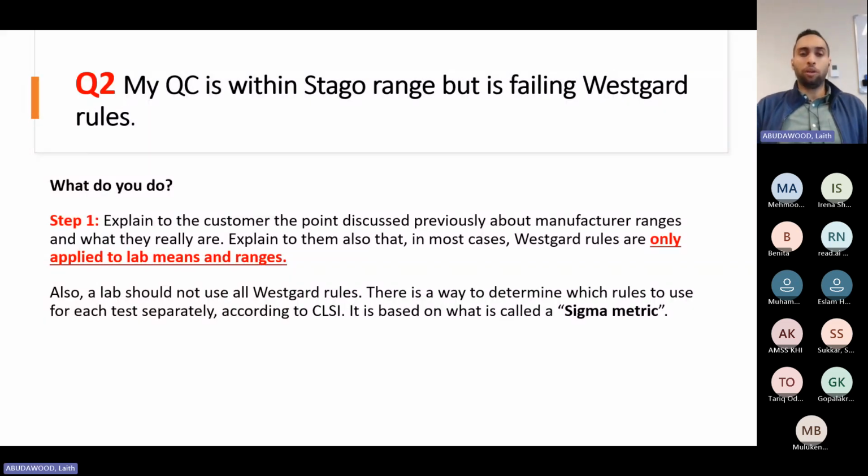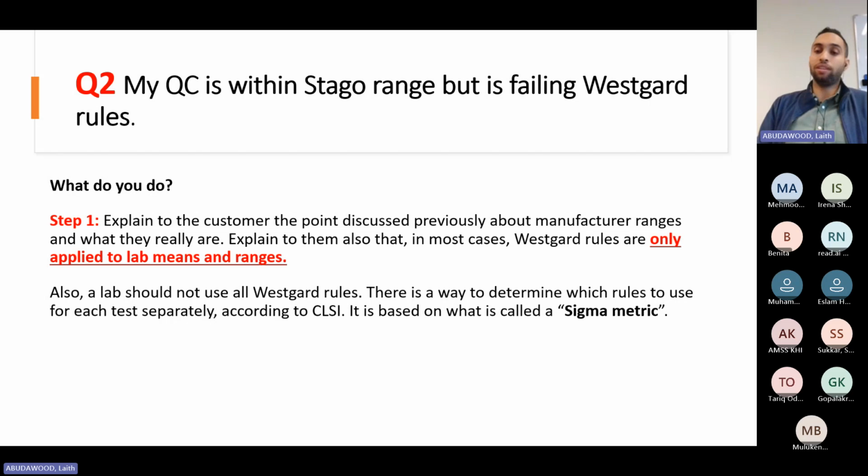Now, going back to step 1, I said Westgard rules are only applied to lab means and lab limits. But there's a very important point also. Which Westgard rules do I really use? Should I just use all of them? Isn't that better? Will I not be catching more errors? No, this is not really how it works. If you go back to one of the CLSI documents, if any of you is interested in reading that document, I can find a way to share it with you.